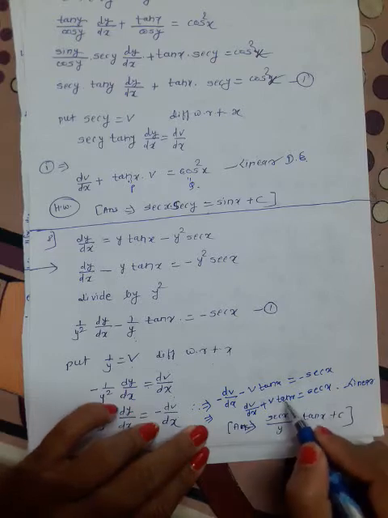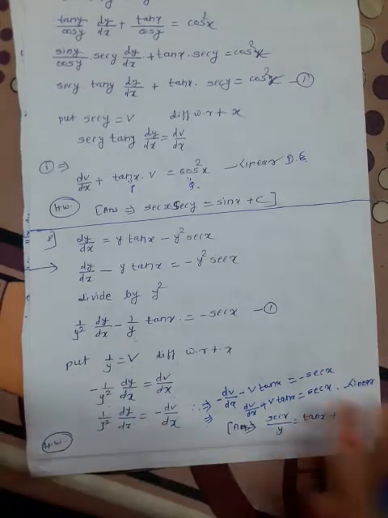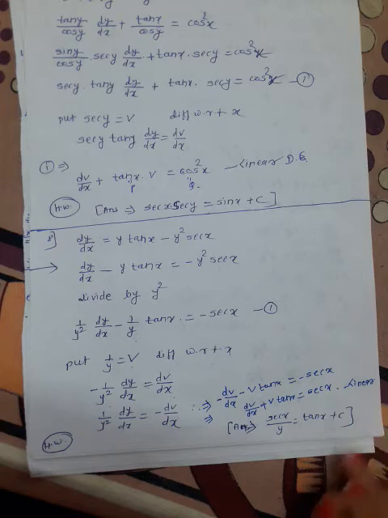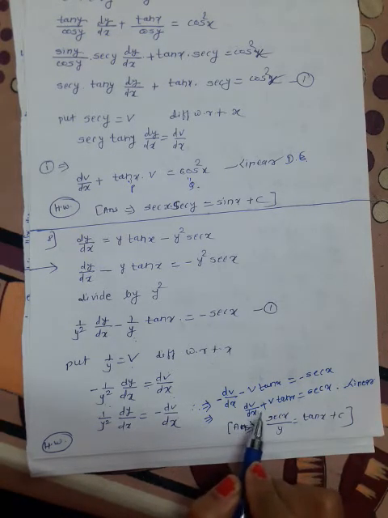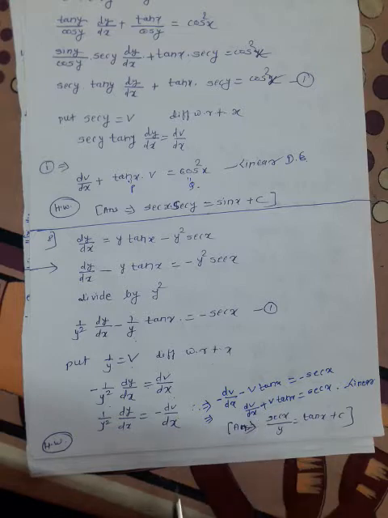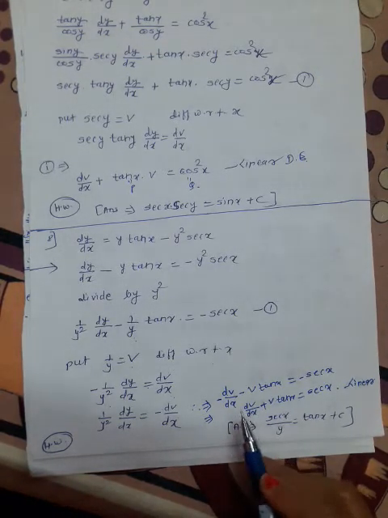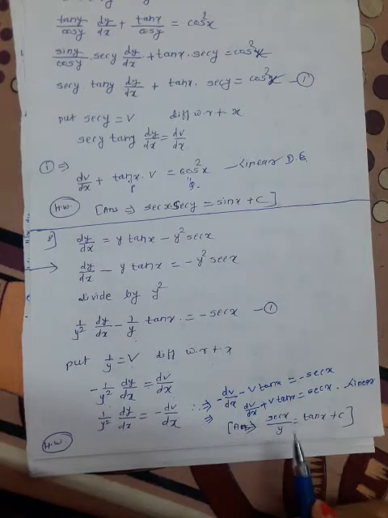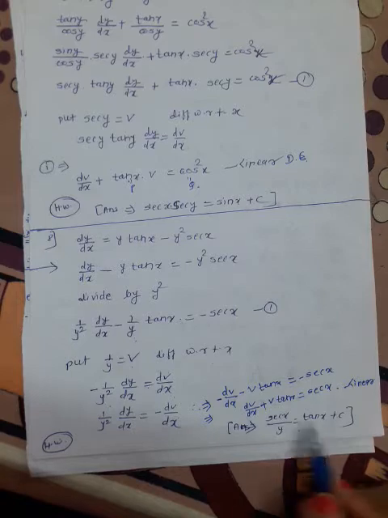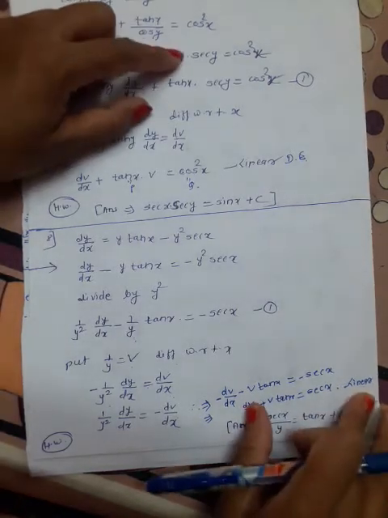This is P, this is Q. Solve by using our regular formula, integrating factor and solution. Instead of y there is v, therefore at the last the answer should be in x and y. We have to resubstitute v as usual. This is the answer: sec x upon y is equal to tan x plus c is the answer for this particular example.